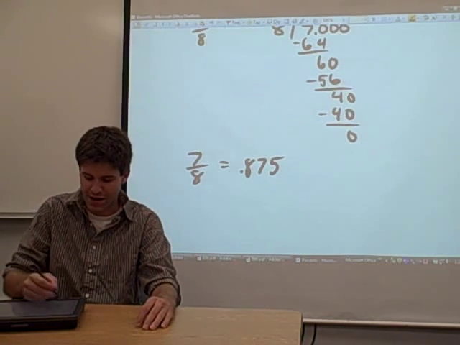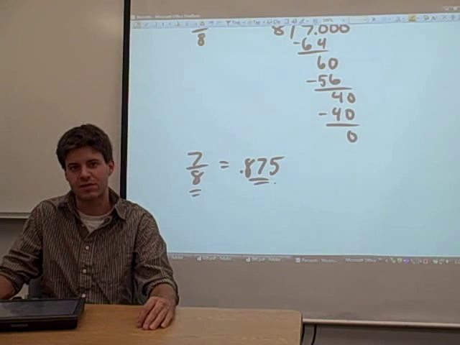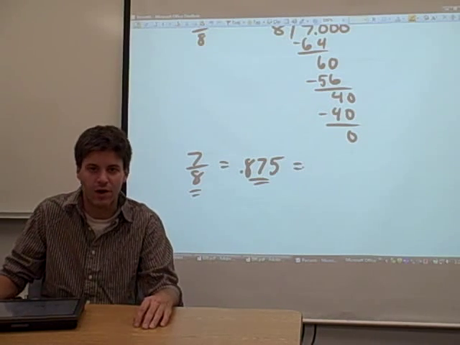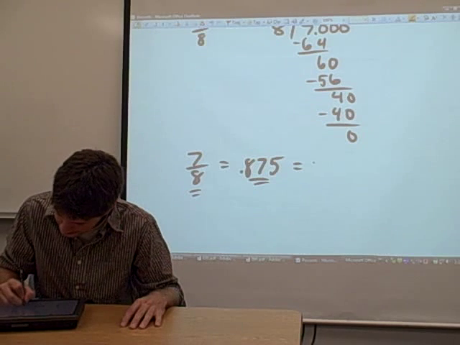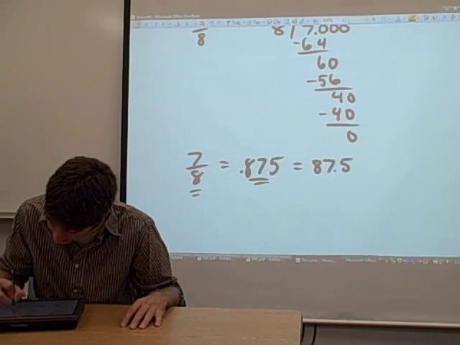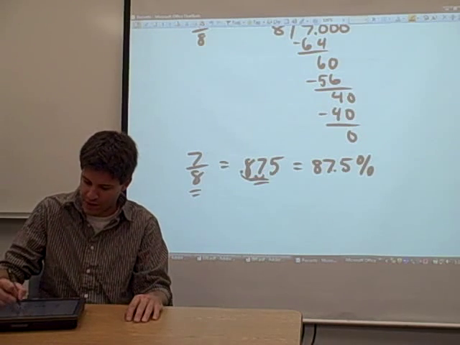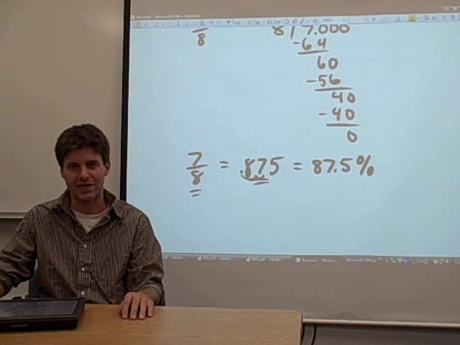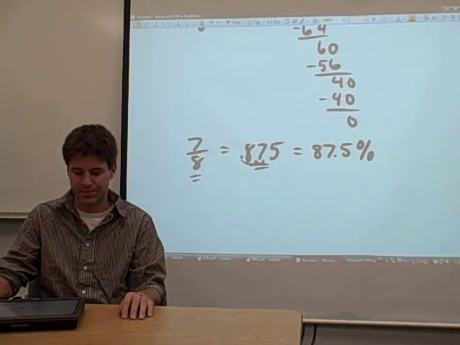Now we've converted this fraction to a decimal, and it's really easy to convert that decimal into a percent. All you have to do to convert a decimal to a percent is move the decimal place 2 units to the right. So I moved the decimal 2 places to the right, and we have 87.5%. 7/8 is 87.5%. So why don't you try one of these on your own?